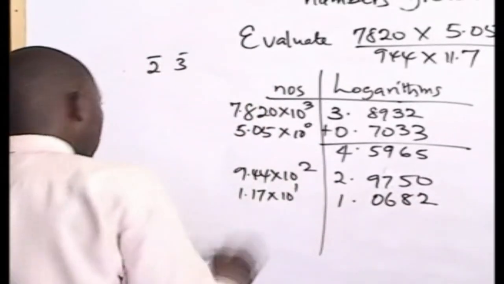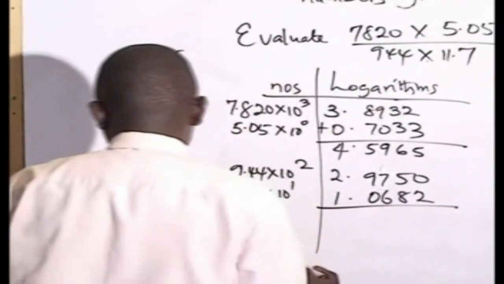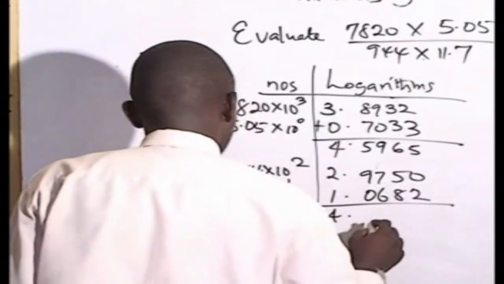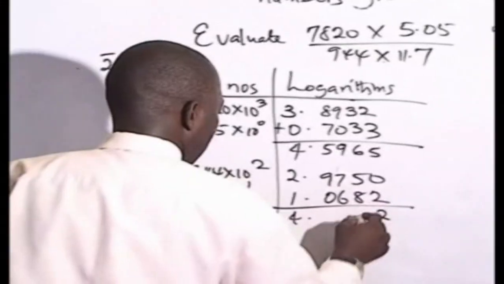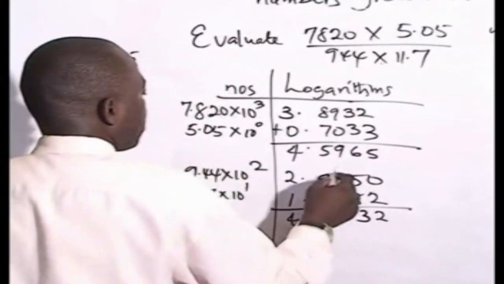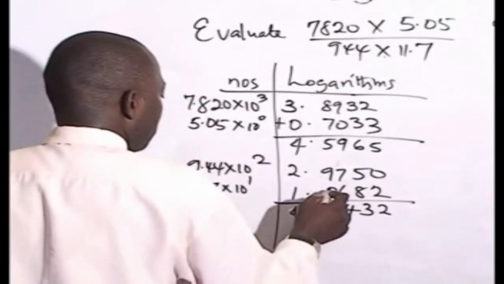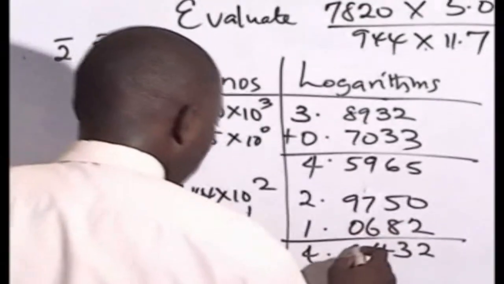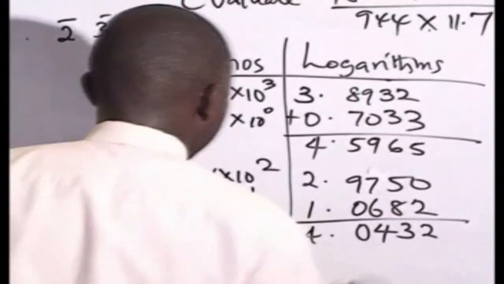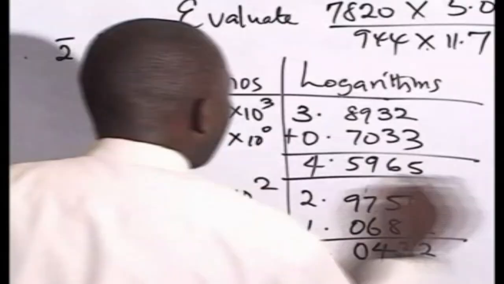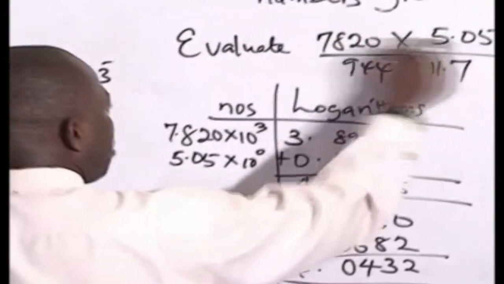Again, because the multiplication sign is between both numbers, you will add it together. If you add it together, you will have 4 point, this is 0 plus 2, 2. 5 plus 8, 13, you write 3, you carry 1. 7 plus 6, 13 plus the one you're carrying, you have 14, you write 4, you carry 1. 9 plus 0, 9 plus that one becomes 10, you write 0, you carry 1. 2 plus 1 is 3, plus this one, it gives you 4. So the denominator is 4.0432.